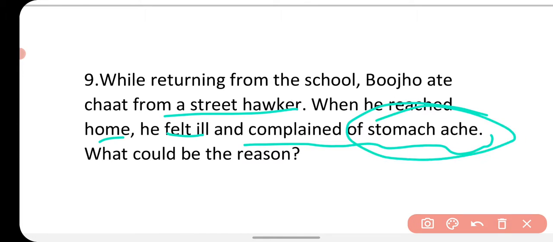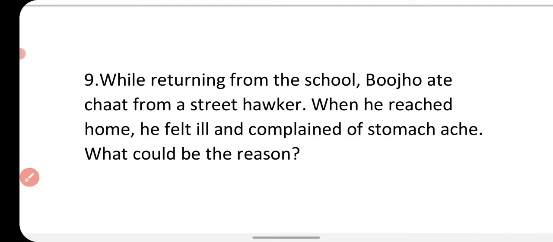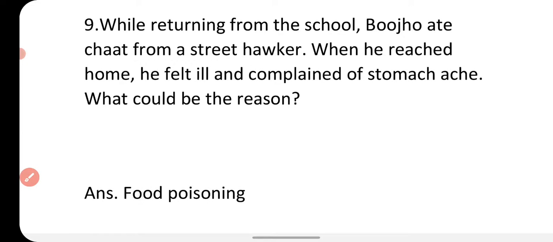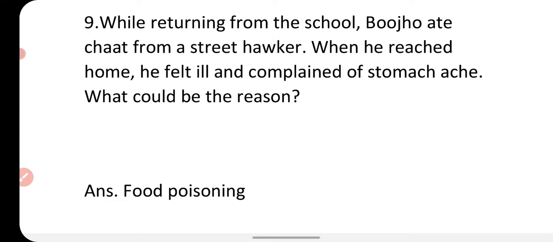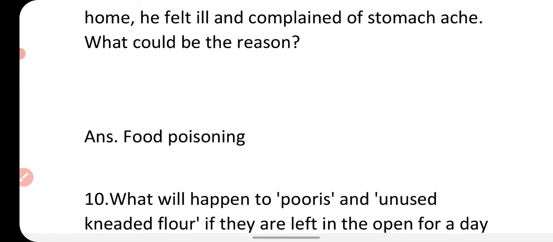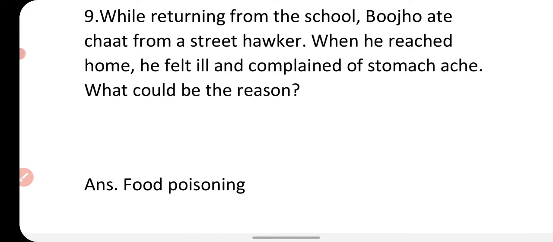What is the reason for the stomach ache? The reason will be food poisoning, because that chaat was exposed and open, and it could be contaminated by different kinds of microorganisms. When those microorganisms got into Bujo's body with the chaat, they caused food poisoning, and because of that, Bujo complained of stomach ache.